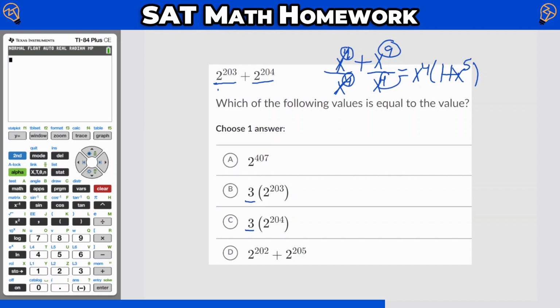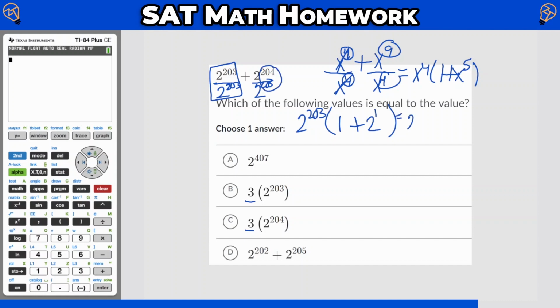Now, in this case, they both have the 2 as the base in common, and you always pick the smaller of the two powers as the common factor. So if I rewrite 2 to the 203 as my monomial, what's left? Well, anything over itself is 1. And then I'm going to go ahead and subtract powers. 204 minus 203 is 1.